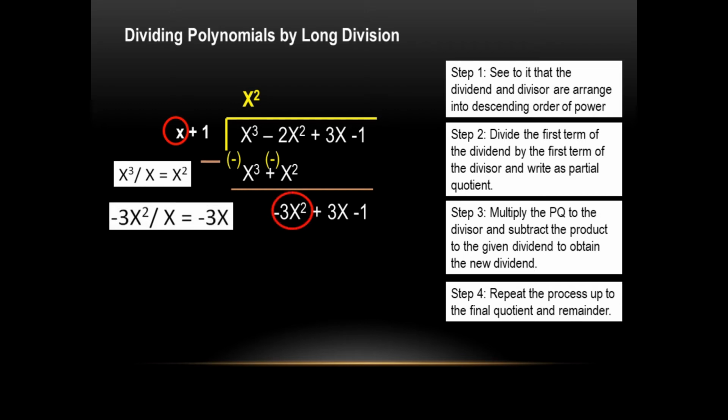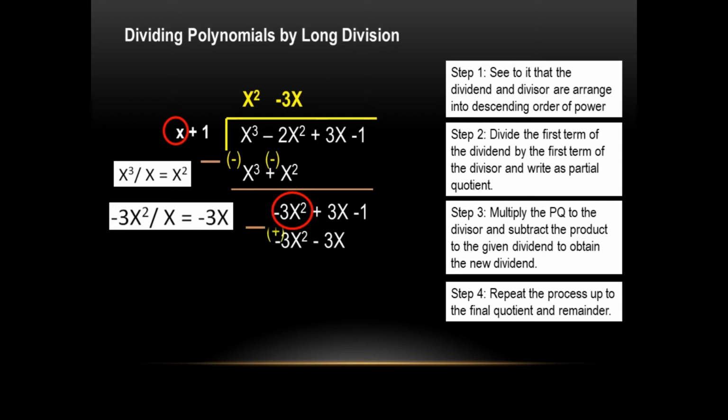So ito ang lalabas, negative 3x squared divided by x. After simplifying, it is equal to negative 3x, kasi makakancel yung isang x. Then multiply. So this is the result: negative 3x times x is negative 3x squared, and negative 3x times 1 is negative 3x.